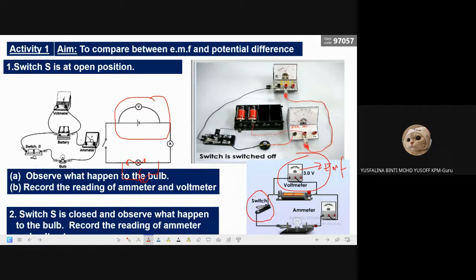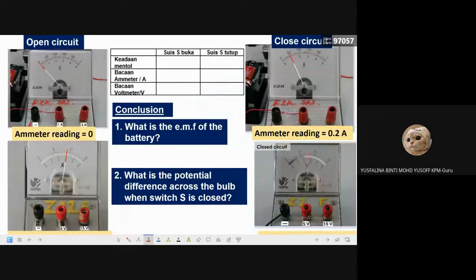Then if we close the switch, now the current flows. Let's look at this: when the switch S is open, you can see the bulb is off because there is no current flowing, and the ammeter is 0 ampere because there is no current flowing. But the reading of the voltmeter shows 3 volt. So that is when the switch S is open.